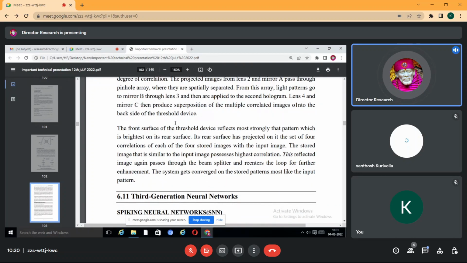The front surface of the threshold device reflects most strongly the pattern which is brightest on its rear surface. Projected on its rear surface is the set of 4 correlations of the 4 stored images with the input image. The stored image that is similar to the input image produces the highest correlation.